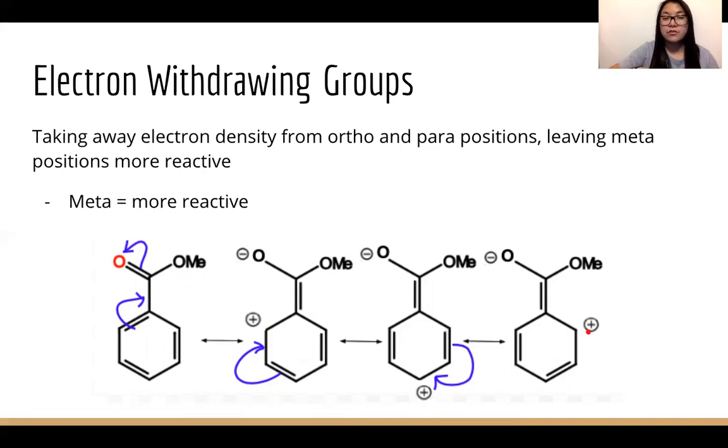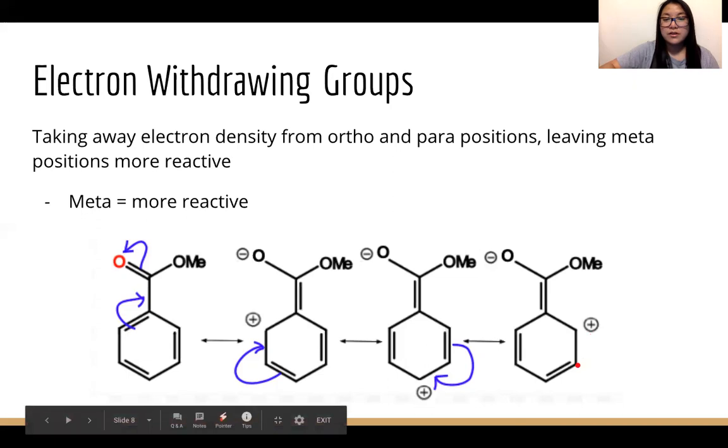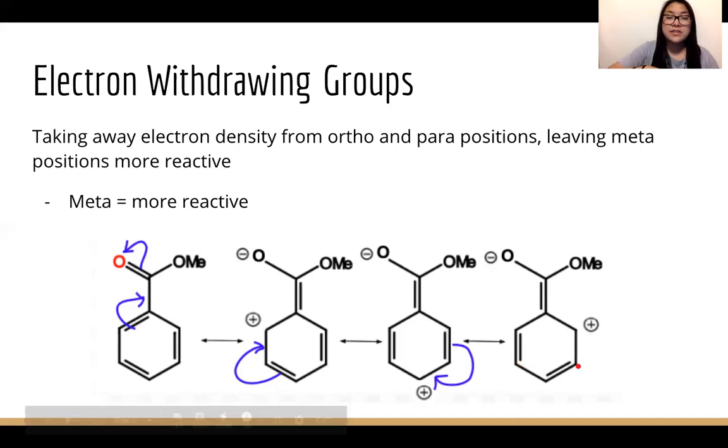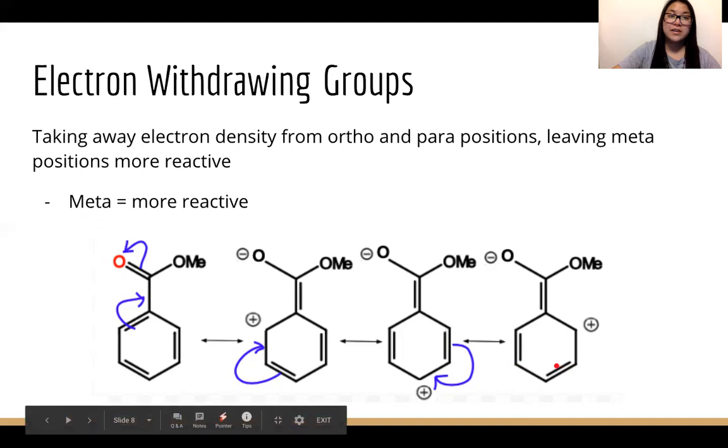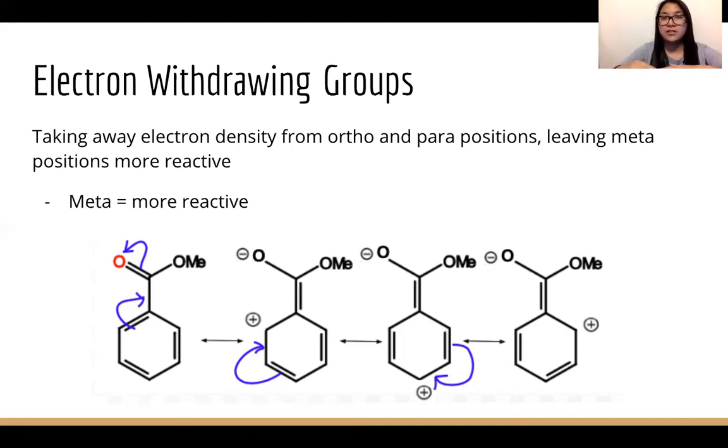So because the ortho and para positions are more positive, they have less electron density. And as a result, you can see that the meta positions right here, they're untouched. Their electron density remains the same, but because it's remaining the same compared to the ortho and para positions that have theirs taken away, the meta position has more electron density. So that's why the meta position is more reactive.